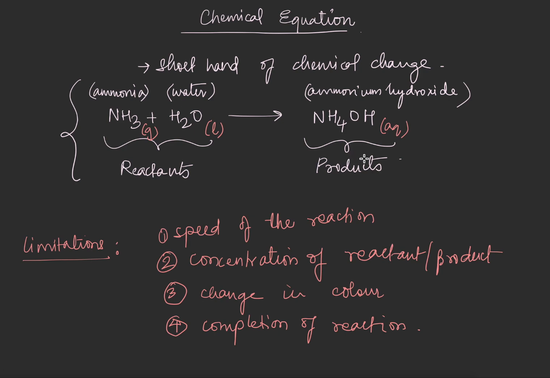Okay, so there are 4 things which are not provided, which act as the limitation of a chemical equation. You do not find out the speed of the reaction, the concentration of the reactants and the products used, whether the reaction has undergone completion or not, and if there has been a change in color or not. So these are the limitations of a chemical equation.